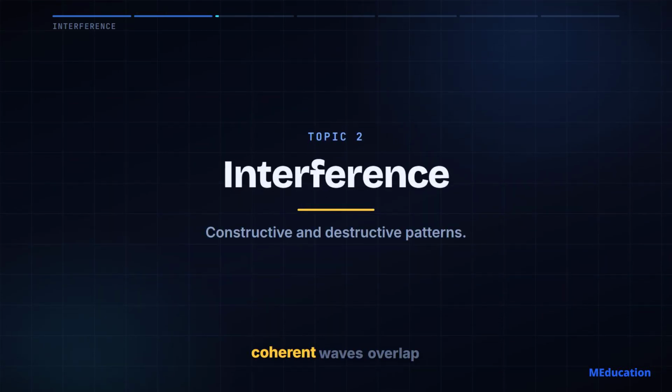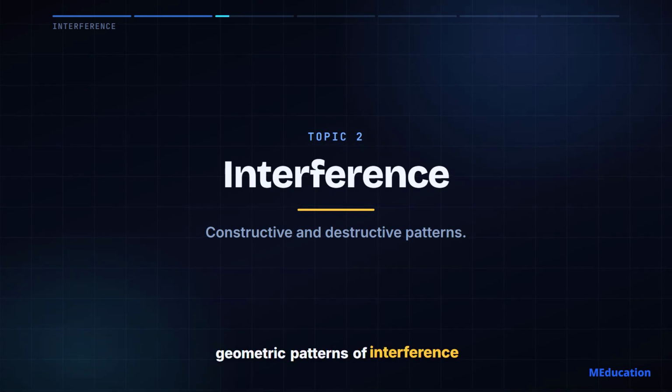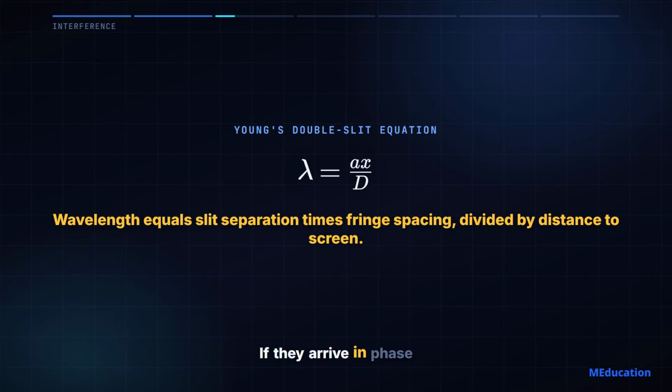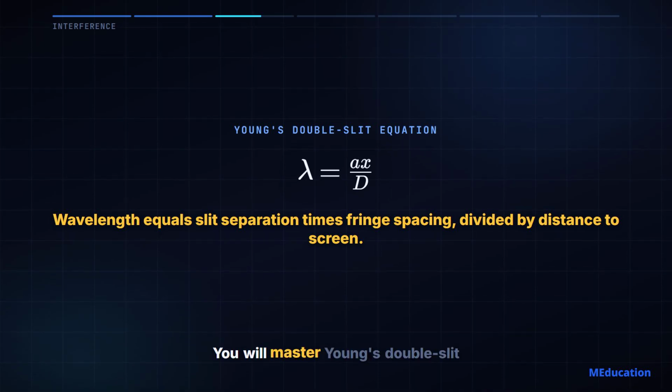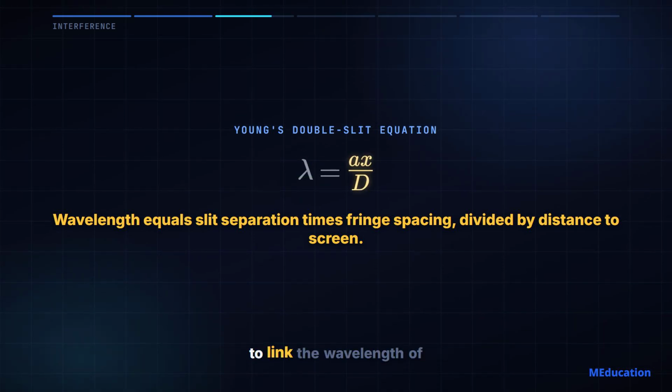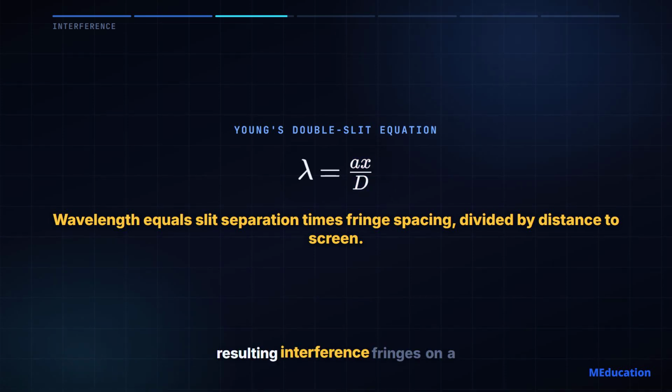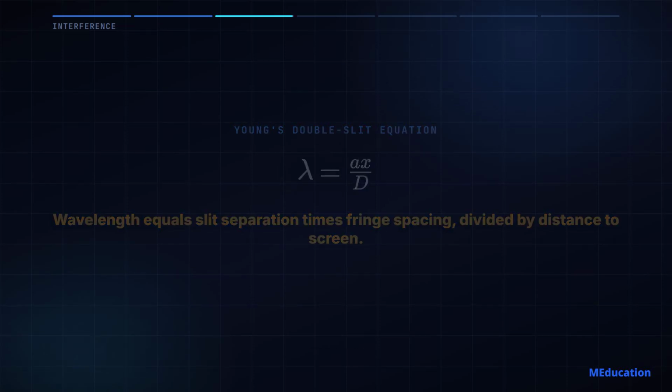When continuous, coherent waves overlap, they create stable, geometric patterns of interference. If they arrive in phase, they construct to make bright light or loud sound. If they arrive out of phase, they destroy each other, leaving darkness or silence. You will master Young's double-slit experiment, using this classic equation to link the wavelength of light to the physical geometry of the slits and the resulting interference fringes on a screen.